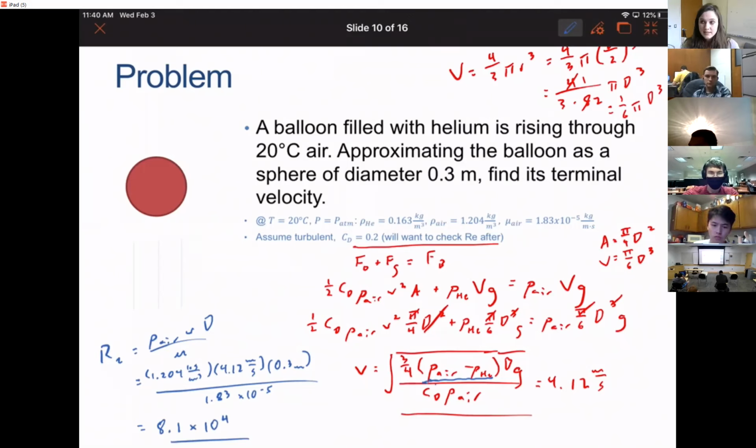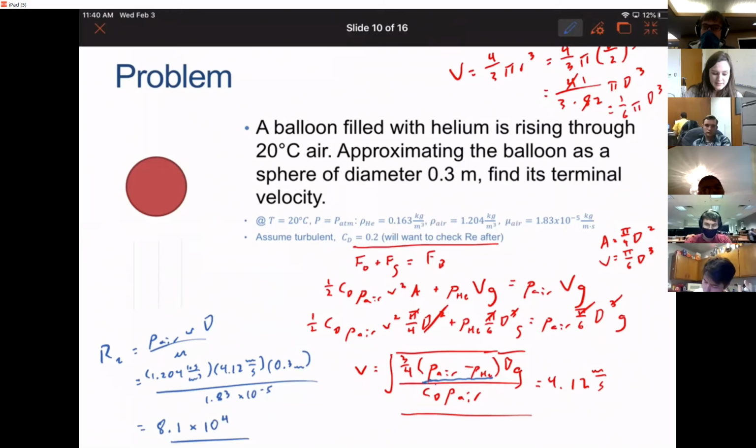If we had plugged in the velocity we got, and we got some low Reynolds number, like 100, then what we would want to do is redo the problem using the drag coefficient for laminar flow, and we would get a velocity that was close to what we got, but more correct. Ian, yes.